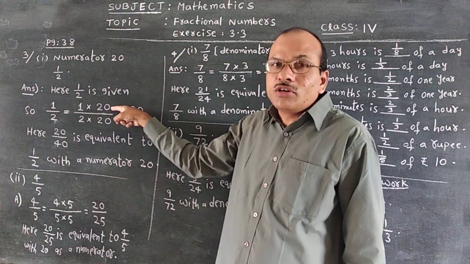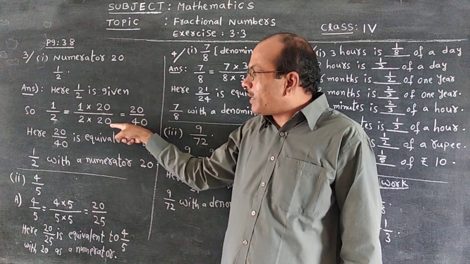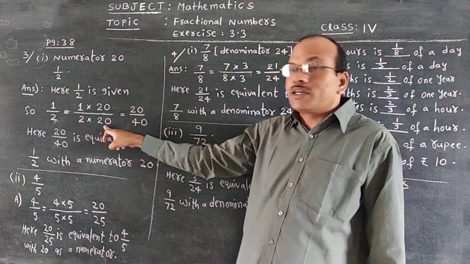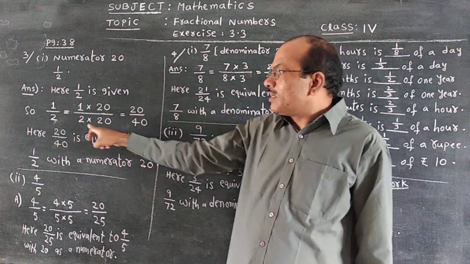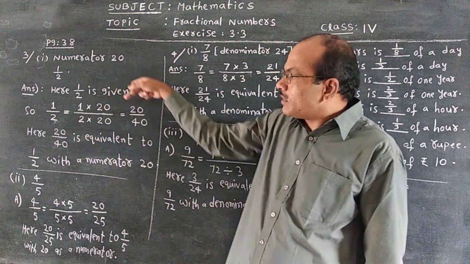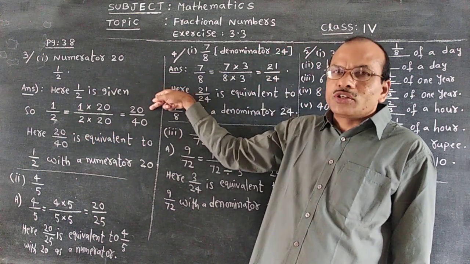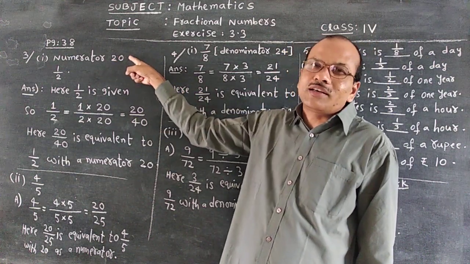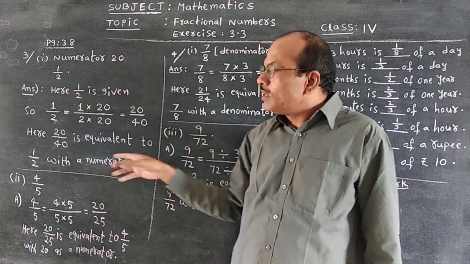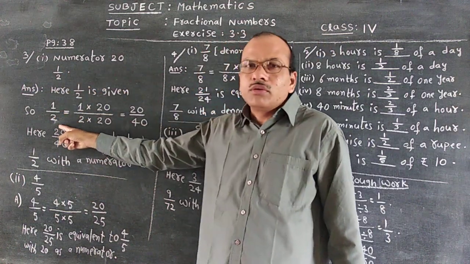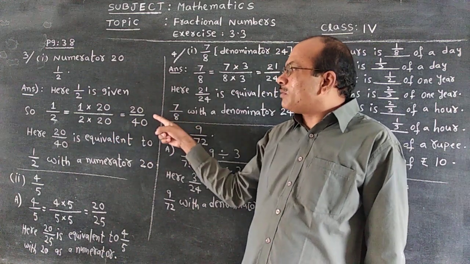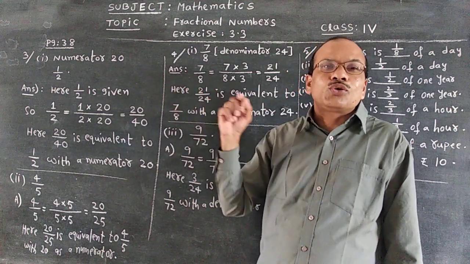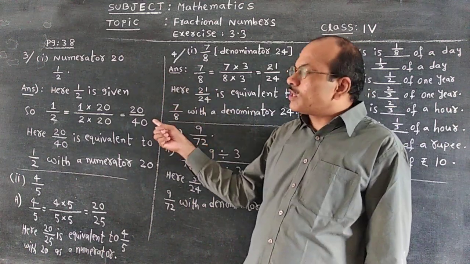Here we multiplied with 20, so the same 20 I should multiply with the denominator also. 2 into 20, how much? 40. 1 into 20 gives you 20. Now we got numerator 20, because they asked numerator 20 for the given fraction 1 by 2. That means 1 by 2 changed as 20 by 40. Why is it changed like that? Because they said show 20 in the numerator. That's what we have shown.